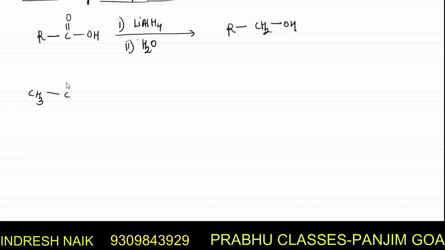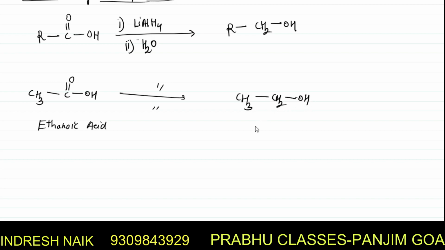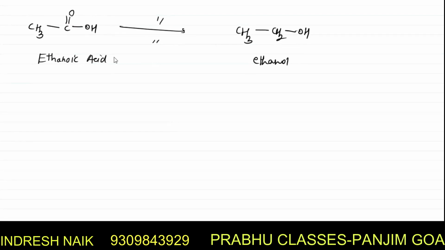If we have a carboxylic acid this way, CH3COOH, this is ethanoic acid. And if you put the same reagents, what you are going to get is CH3CH2OH, that is ethanol.